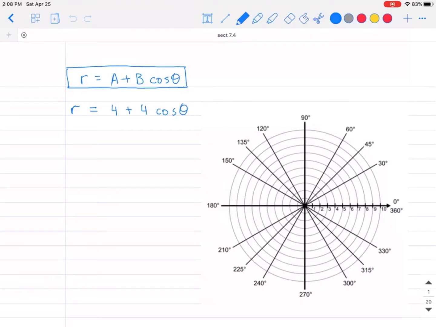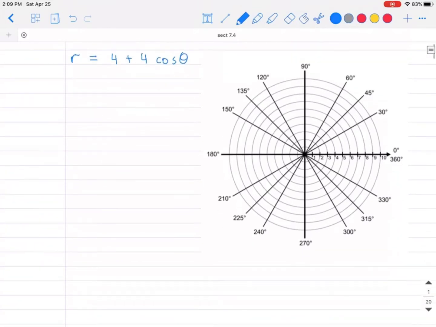Now, there is a specific name for all these types of graphs that we're going to be drawing out. The name for it is called limaçon, or in English, cardioid. So either one of those will be the appropriate name for it. So let me just write it down. Limaçon, okay, that's French, or cardioid.